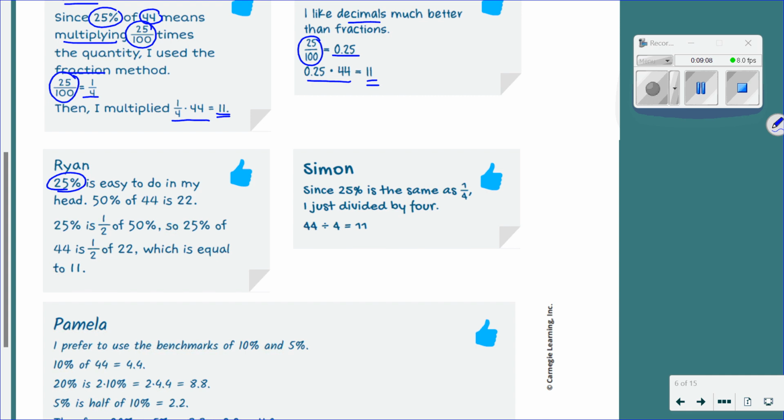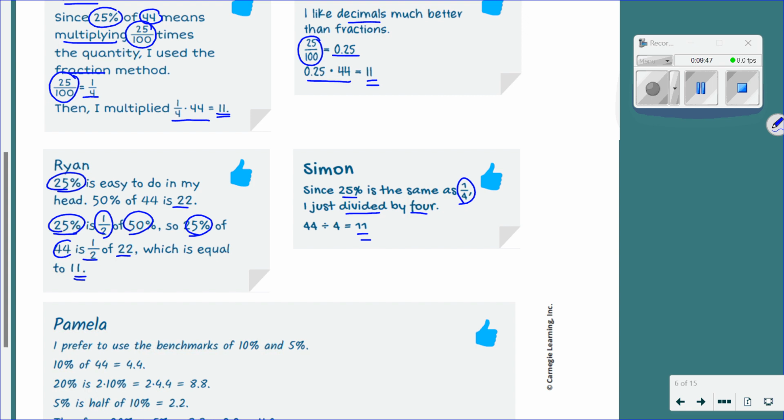Ryan said 25% is easy to do in my head. So, if I know 50% of 44 is 22, I just divide it by 2. And 25% is half of 50%. So 25% of 44 is half of 22, so that equals 11. Does that make sense? Carmen? Does that make sense for everybody? Okay. Simon, he just said, wow, 25%, that's the same as a 1/4. So I just divided by 4, because multiplying by 1/4 is the same as dividing by 4, makes it 11.